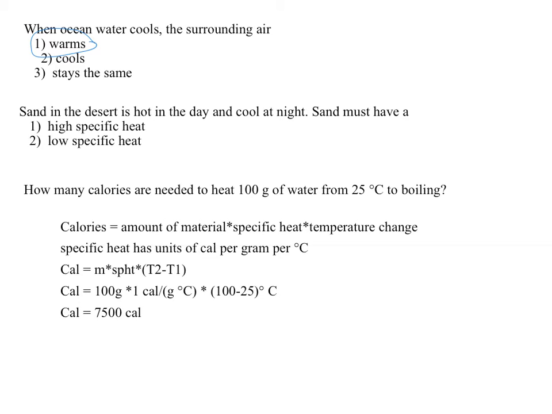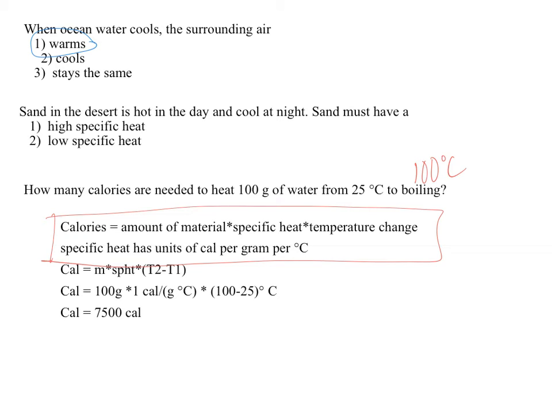Finally, last but not least, let's work through this one because this is really important. How many calories are needed to heat 100 grams of water from 25 degrees Celsius to boiling? Do you remember what boiling is for water? In Celsius, 100 degrees Celsius. Okay, so our equation for calculating this, calories needed will be equal to the amount of material, so that's a mass, typically in grams, times the specific heat, which is a constant, which would either be given to you or you get from a table like on the last slide, times how much temperature you're going to change.